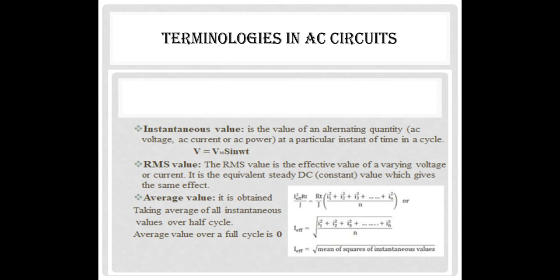So, next we are going to discuss some important terminologies in AC circuits. What are the important terminologies in an AC circuit? Instantaneous values. Instantaneous value is nothing but the value of AC at any particular instant over a cycle, right. That is known as instantaneous value.